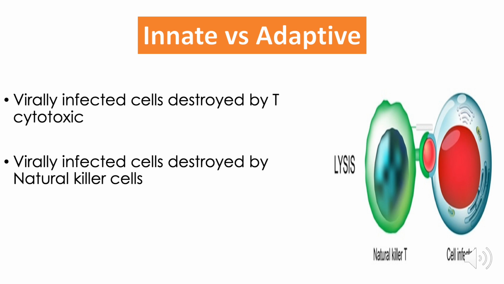So from this point on, I want you to remember: specific immune response against viruses is produced or generated by T cytotoxic cells because T cells fall under adaptive immunity. Non-specific or innate immune responses against viruses are mediated by natural killer cells. So I hope you will not forget that from now on.